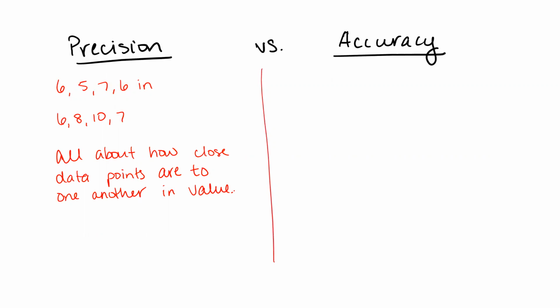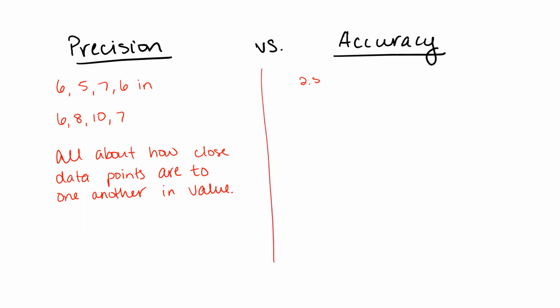Accuracy, though, is different. It's not about how close the data points are to being the same value compared to each other. It's about how close each of those values is to being the correct value, or what the value actually is.